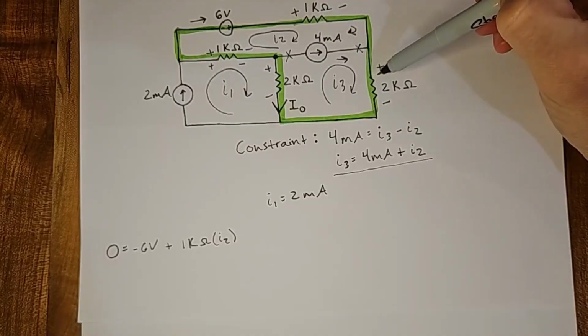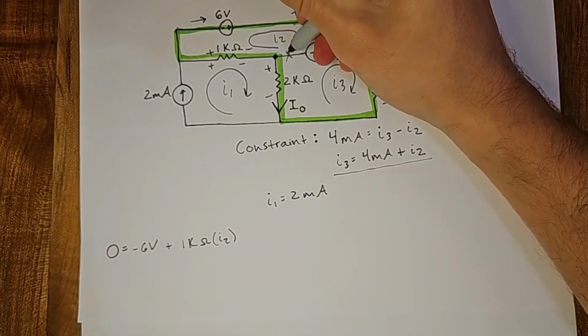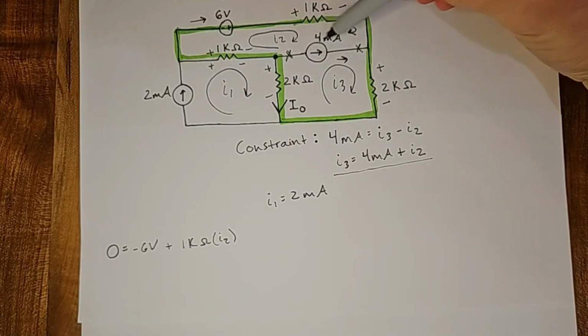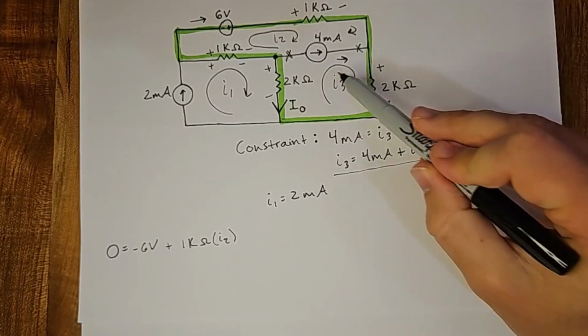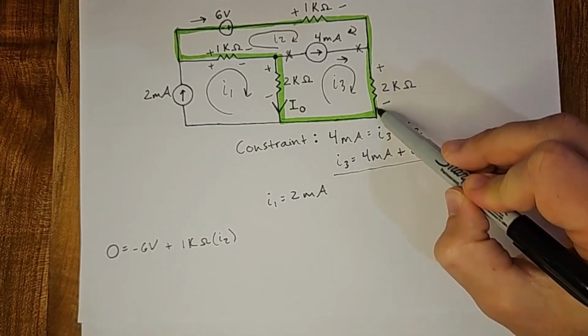Next, we're going to follow the supermesh. Remember, we X this out. Pretend this shared source here does not exist. Don't even worry about it. So we're going to hit this positive 2k ohm resistor, and it's holding on to I3. This is all I3's branch right here.